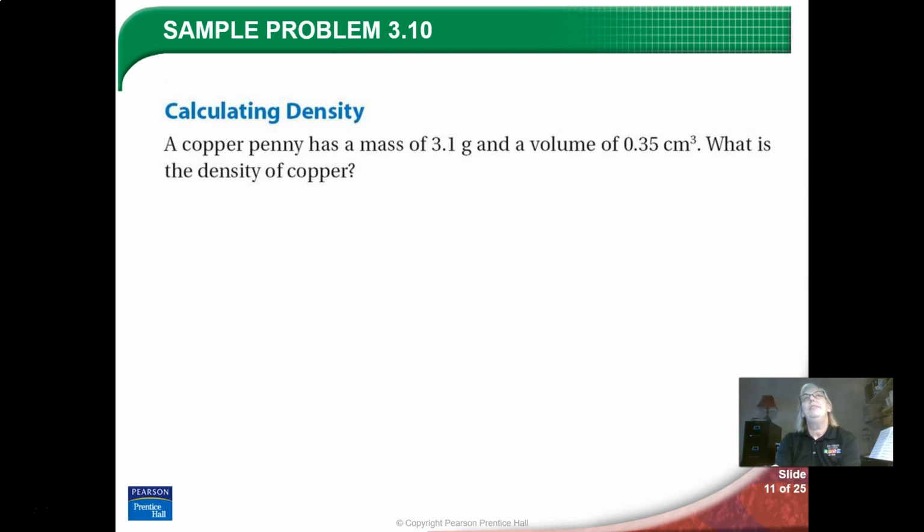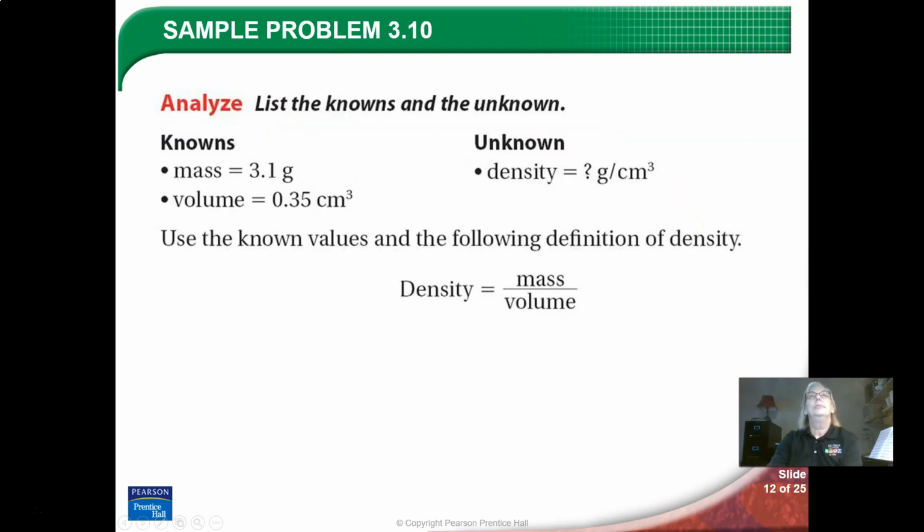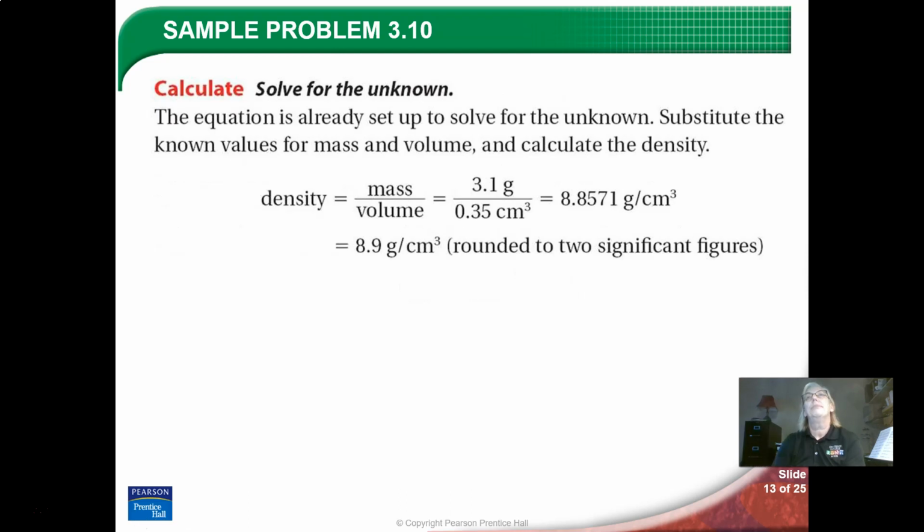So let's try this one. We have a copper penny with a mass of 3.1 grams and a volume of 0.35 cubic centimeters. We're going to take this number and divide it by this number, and we'll get the density. So mass divided by volume. Mass is the grams, goes there, and the volume goes down there. So you can divide those two, and you'll get your answer. So we get 3.1 divided by 0.35, and how many sig figs did this number have in it? It has 2. How many here? 2. So our answer will have 2 numbers in it.